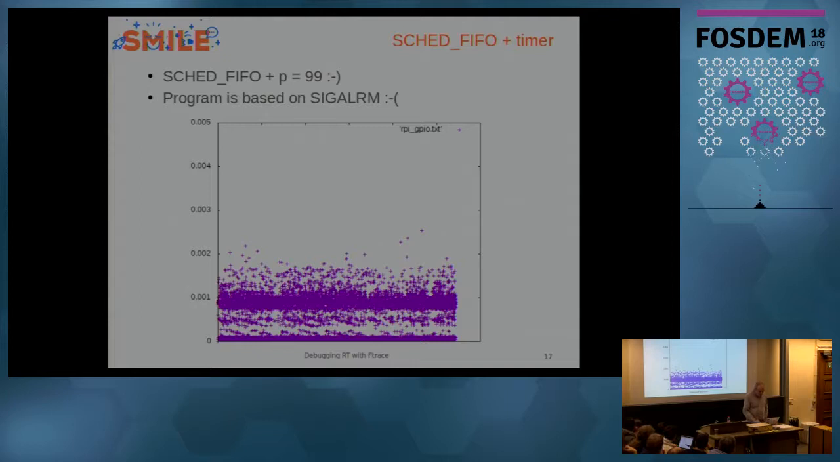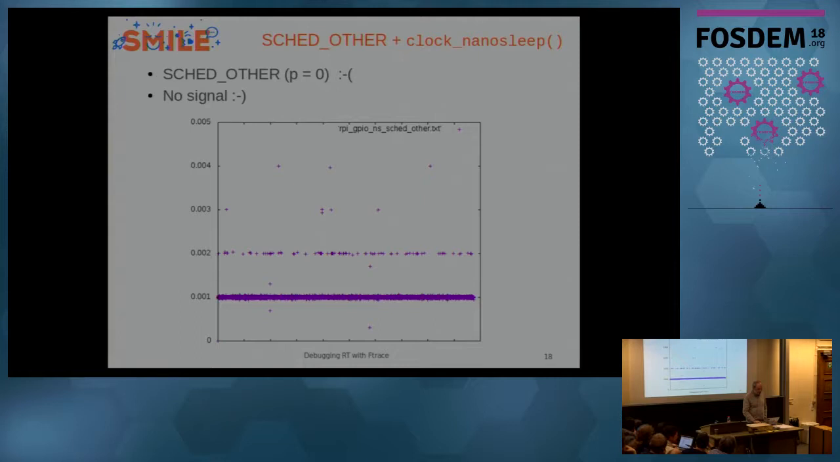The second test is SCHED_OTHER, but with clock_nanosleep. It's not real time, but you see, it's not that bad, because there is no signal. And the third one is PREEMPT_RT with SCHED_FIFO and high priority. So it's the best.